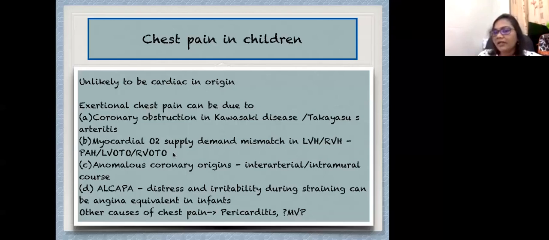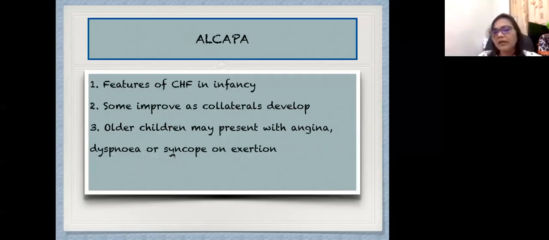Other causes of cardiac chest pain in children can be pericarditis, and mitral valve prolapse has also been implicated in chest pain, but it's just a theory and not a proven proposition. So, anomalous origin of the left coronary artery from the pulmonary artery is very rare, but if you identify these patients correctly at the right time, we can save them from dying.